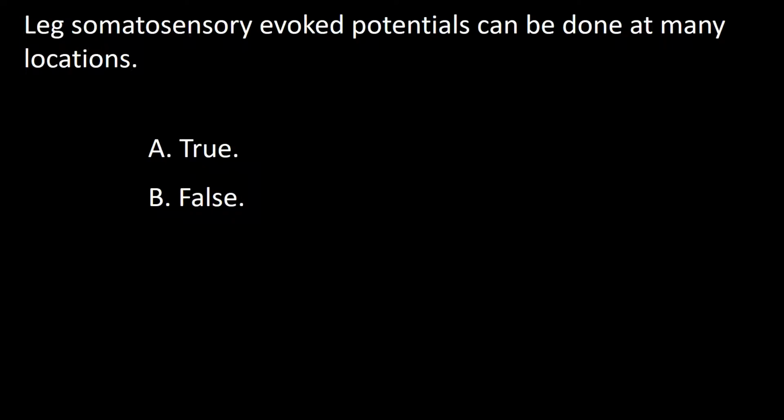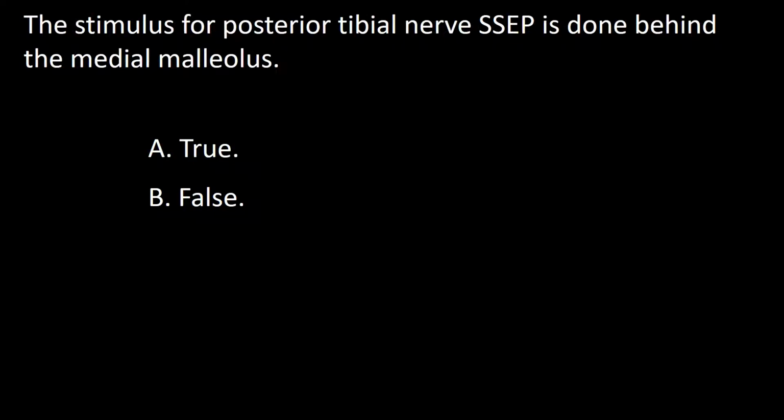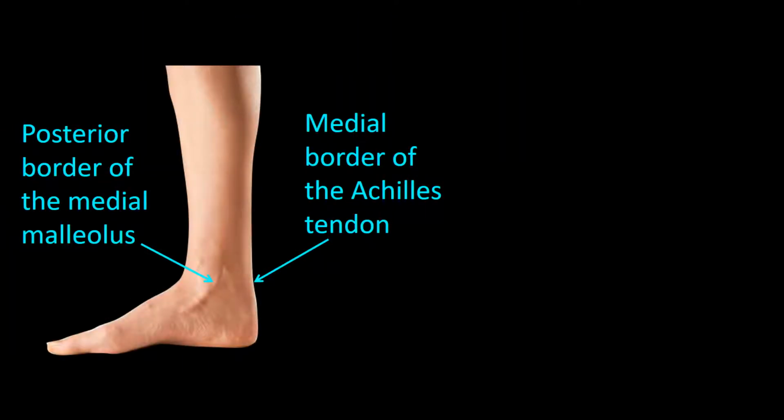So the answer to this question is true. Next question. The stimulus for posterior tibial nerve somatosensory evoked potential is done behind the medial malleolus. A true, B false. The point of stimulation in posterior tibial nerve somatosensory evoked potential is chosen by finding the posterior border of the medial malleolus and the medial border of the Achilles tendon at the same level, as it is shown in this figure.